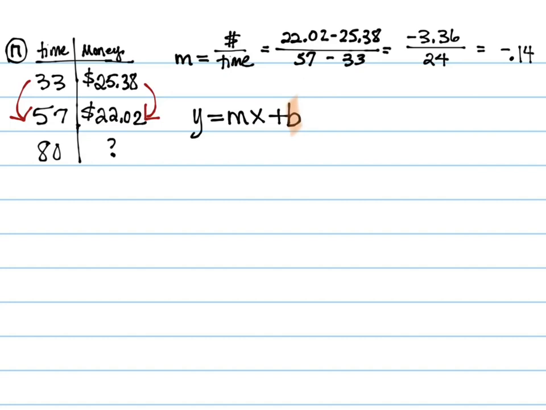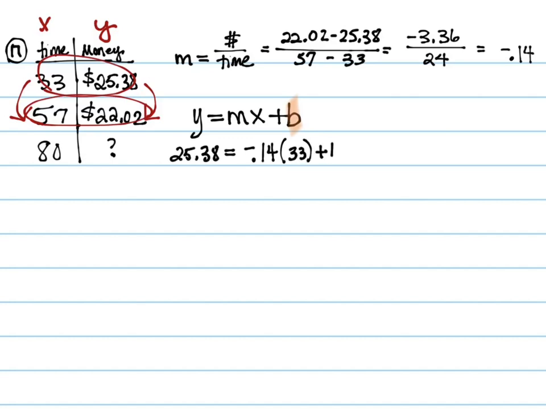And I know two different XY ordered pairs, and I can choose either one of them to let be X and Y. X for time, Y for money. So I think I'll just use the first one. Y is 25.38. M, I just found, was negative 0.14. And X in this case would be 33. All right, so what is my 14 cents a minute times my 33? What do I have over here? Negative 4.62. Good.